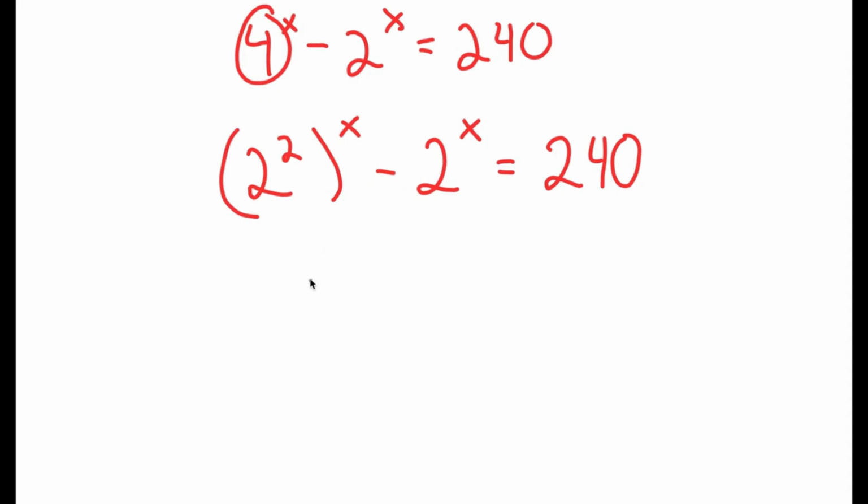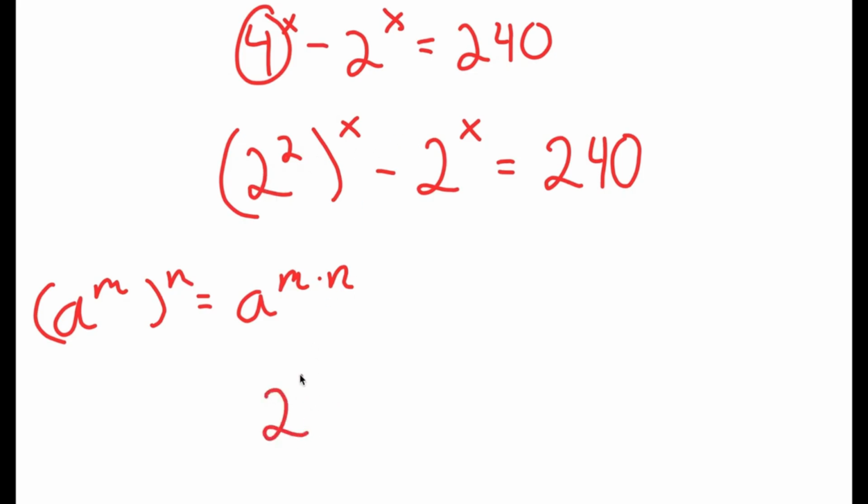Now, I can use the property a to the power of m to the power of n is equal to a to the power of m times n. So in this case, 2 to the power of 2 to the power of x is going to equal 2 to the power of 2 times x. So I have this minus 2 to the power of x is equal to 240.